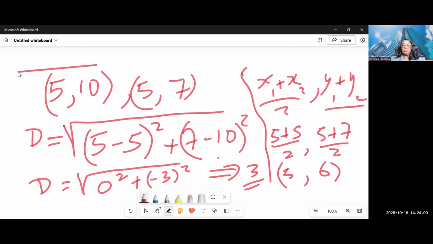So anyway, that is number 1. The question said find the slope, but I added find the distance and find the midpoint, because those are questions you can expect to have from any other person. Okay, so we can go to number 2.